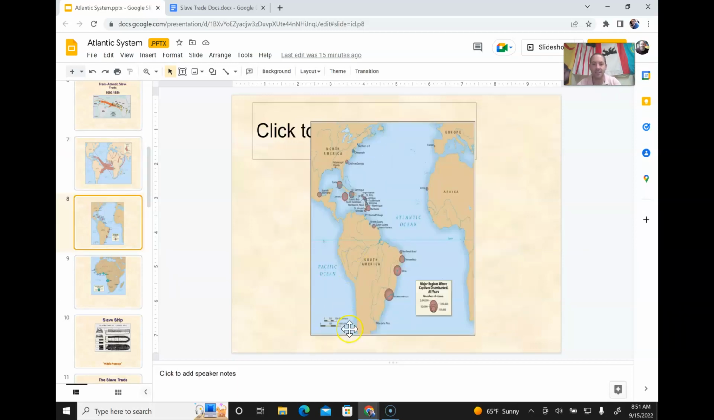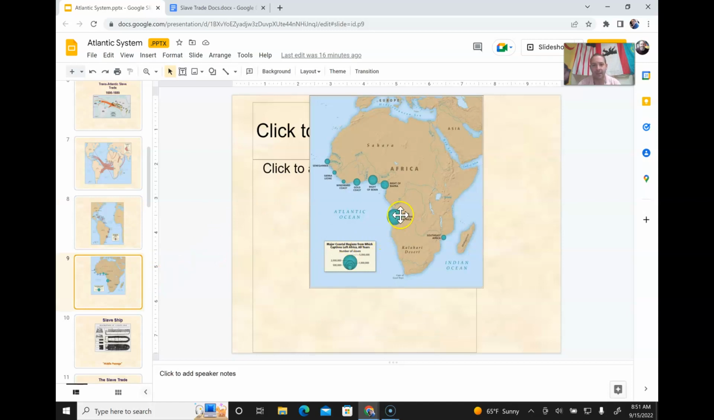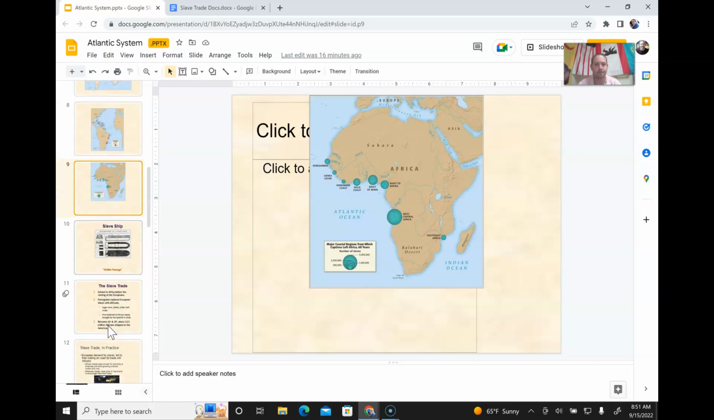And again, you can see the areas where most of the disembarking of slaves occurs, right? Southern Brazil, coastal Brazil, I guess I should say, in the Caribbean, and then less so in North America. Where are they taken from? Again, largely Portuguese-controlled areas, British-controlled areas, and so on.